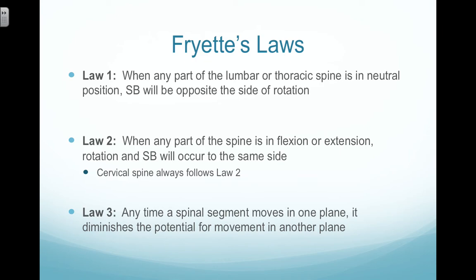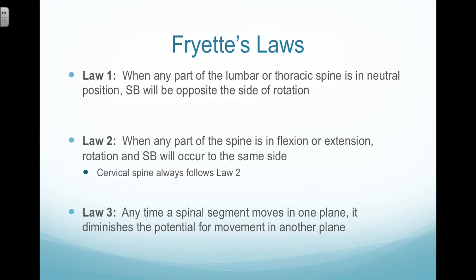Law 1 is when any part of the lumbar or thoracic spine is in neutral, side bending will be opposite the side of rotation. So if you take yourselves through that, if the thoracic spine is in neutral, side bending will be opposite the side of rotation, meaning if I side bend right, I'm going to rotate left.